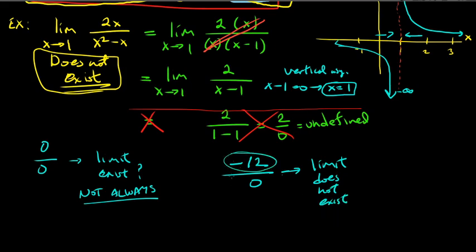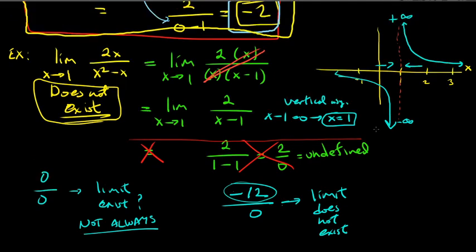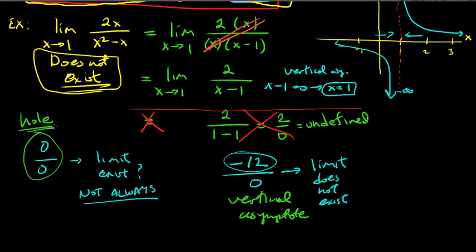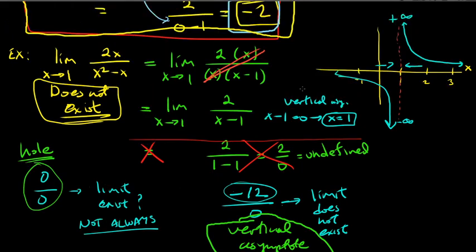So when the numerator is not 0, then you know you have a vertical asymptote and the limit will not exist. So this is the case of when you have a vertical asymptote. 0 divided by 0 typically indicates a hole in the graph. Again, not necessarily, but it could. But when it's a non-zero number divided by 0, then you have a vertical asymptote, and then you know for sure the limit fails to exist.